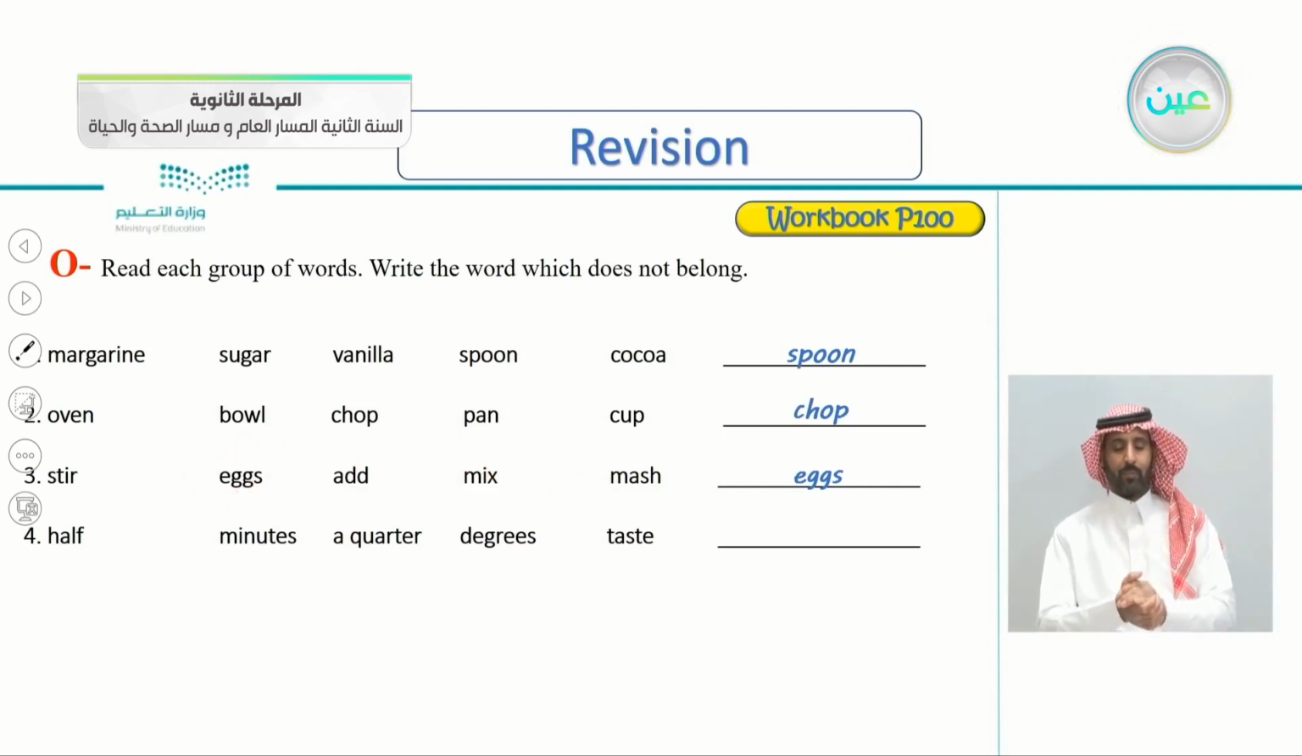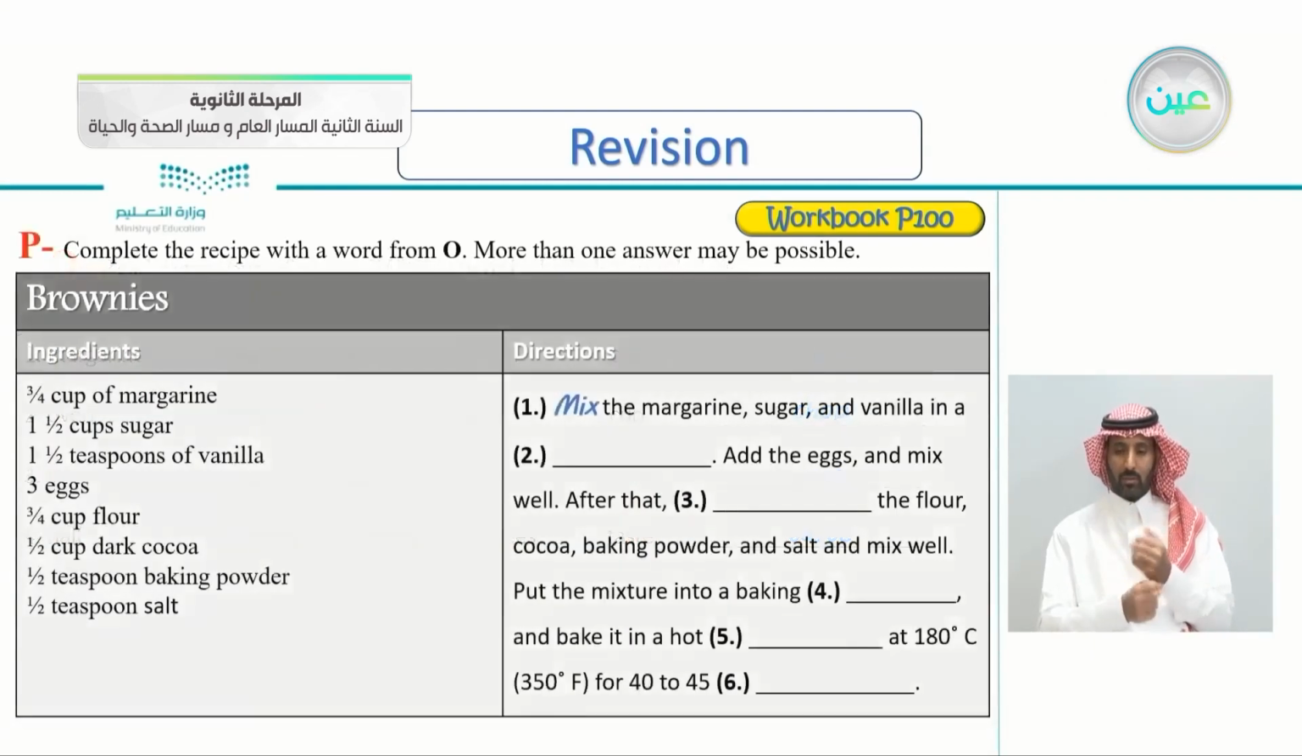Number 4, half, minutes, a quarter, degrees, taste. So which word doesn't belong here? It's the word taste, because all of these are measurements: half and a minute, quarter, and also degrees, but not the taste. The taste is an action.